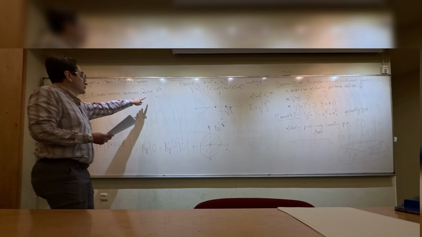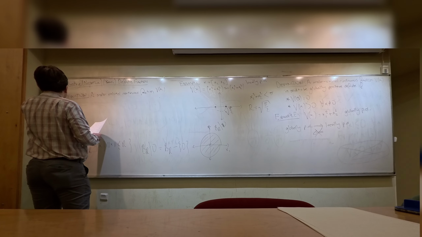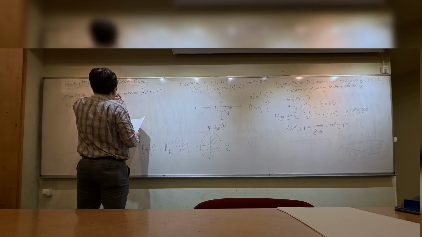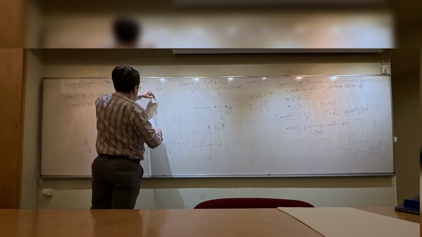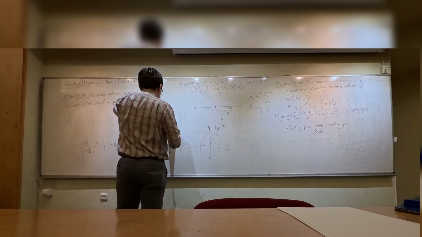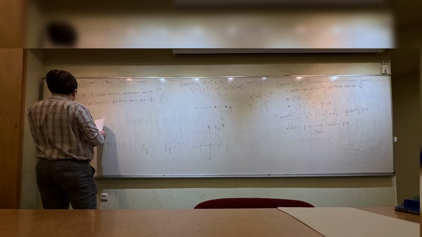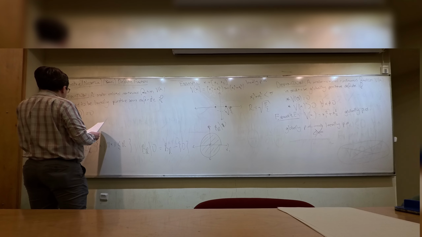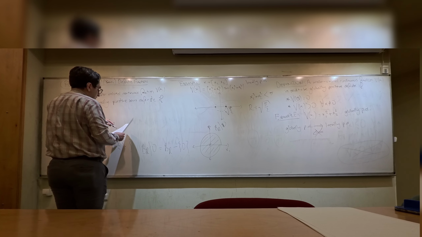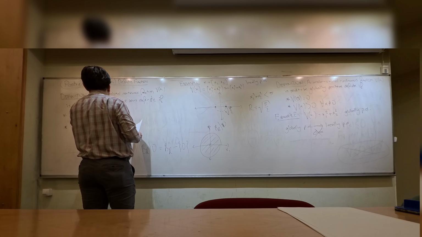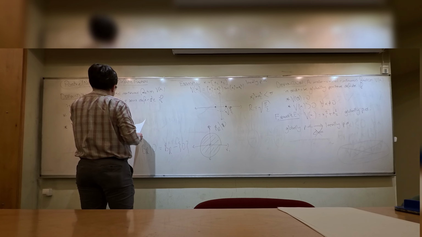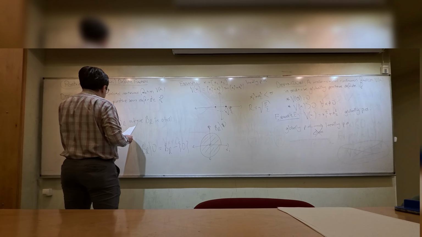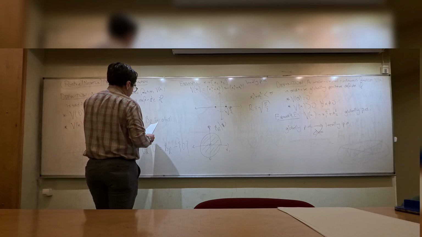A scalar valued continuous function V of x is said to be locally positive semi-definite if we have the following: V of 0 is equal to 0, this condition should always be valid, and V of x is larger than or equal to 0 for all x in B_R, where B_R is a ball of radius R around the origin.